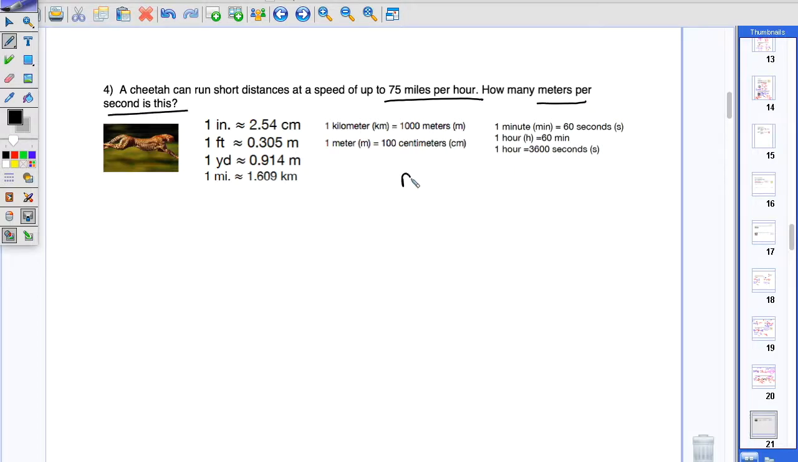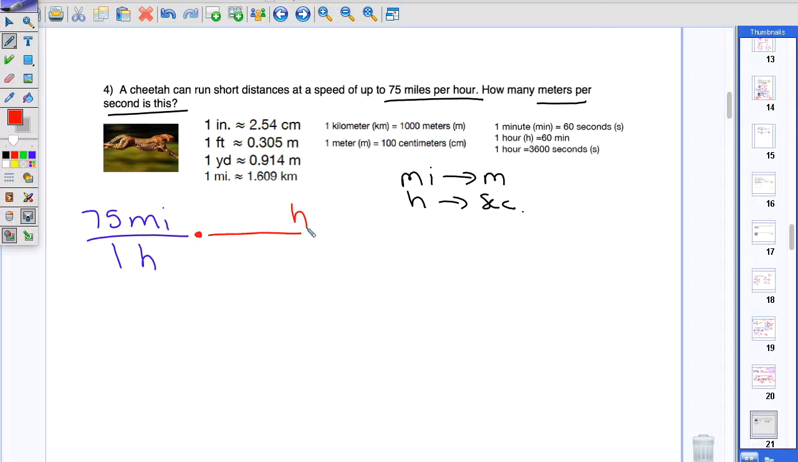So we want to go from miles to meters, and we also want to go from hours to seconds. So we'll start by writing the original, 75 miles over 1 hour. And we'll do the time first because it's a little bit easier. So let's do our time. So hours in the numerator, seconds in the denominator. 1 hour is equal to 3,600 seconds. Make sure those hours cancel out, and you're left with seconds.